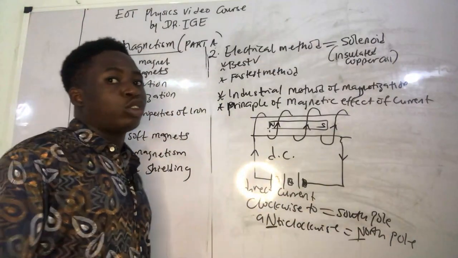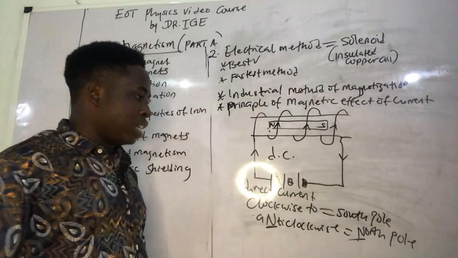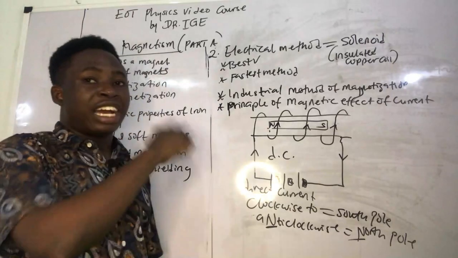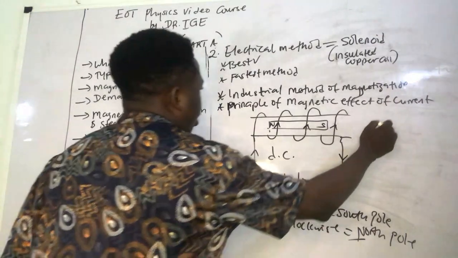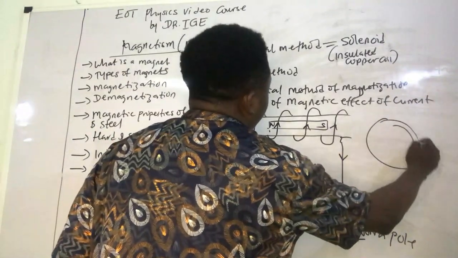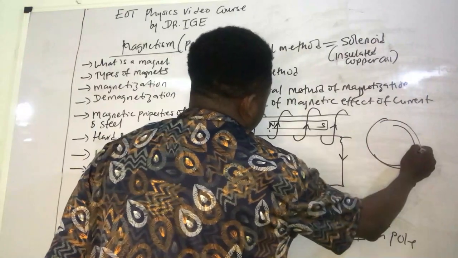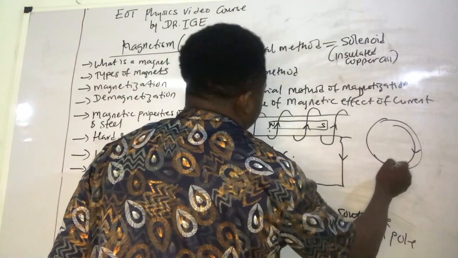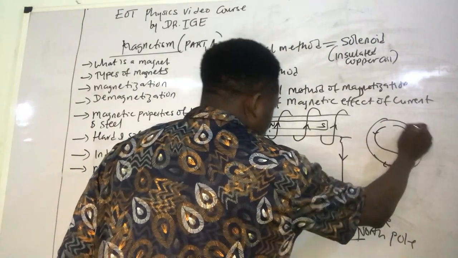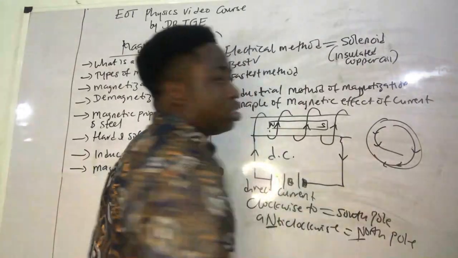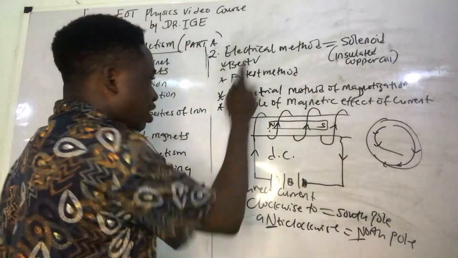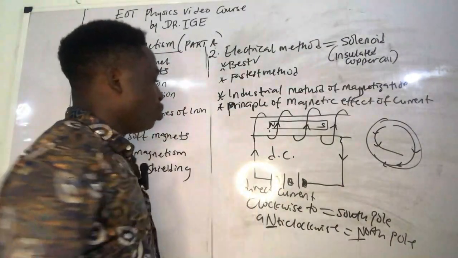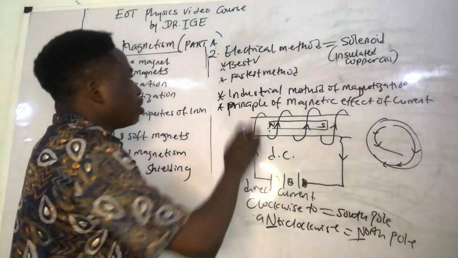If the current is flowing clockwise to a particular point, you know that that's the south pole. If this is a clock, the clock moves like this, right? That's clockwise. And this one is anti-clockwise. So the direction that current flows clockwise to is the south pole, and anti-clockwise is the north pole.